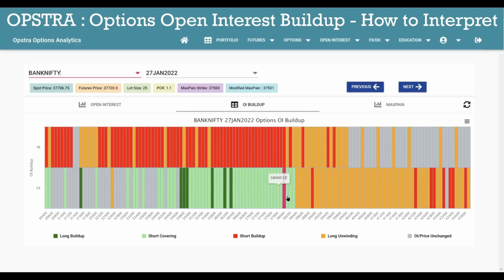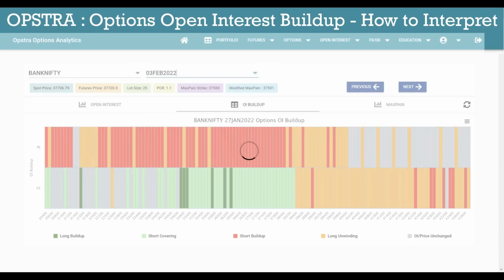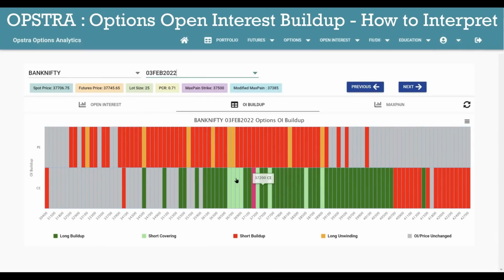So this indicates that the bank nifty has been very bullish, and it is also accompanied by huge short buildups on the put option side, right? So red, green. So you are bullish up to 38,400. So that's how you have to interpret this particular options OI buildup. And if I look at 3rd February, it's even more massive. There is no scope of any bearishness here, right?